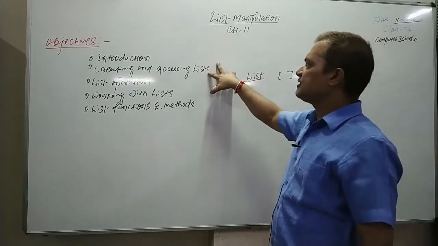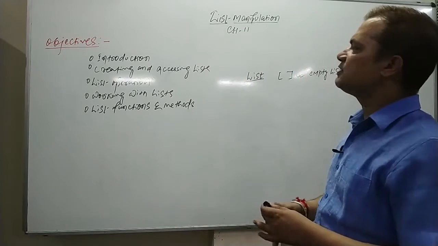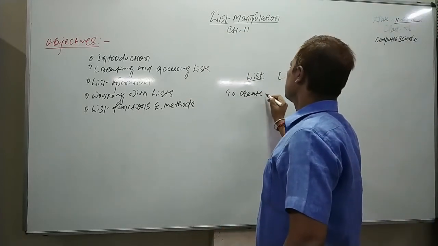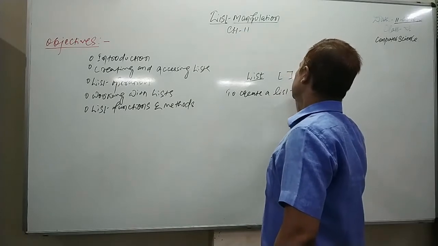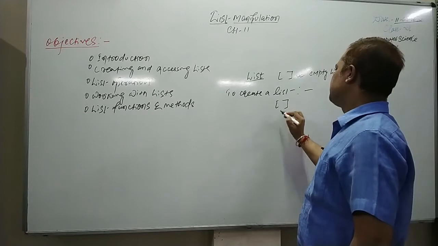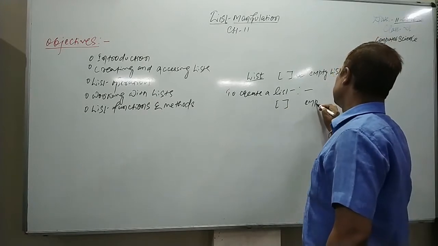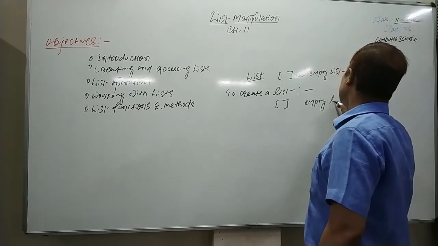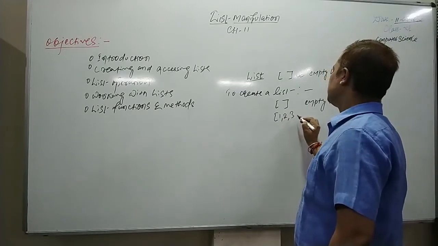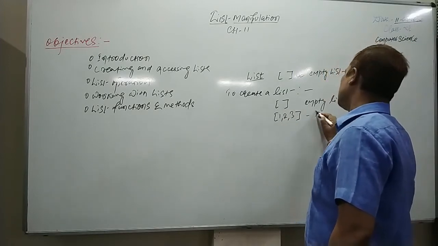Now, creating and accessing the list. How to create a list in Python? To create a list in Python, there are different methods we use. Simply you can use this bracket, it's an empty list, since no element is there. You may have a list like 1, 2, 3. Here you are creating a list of integers.